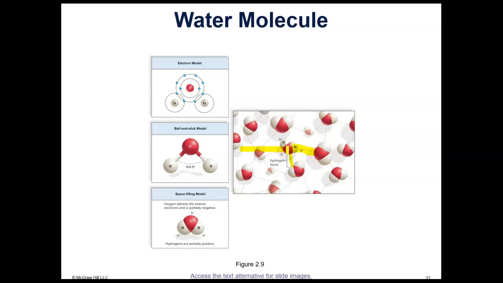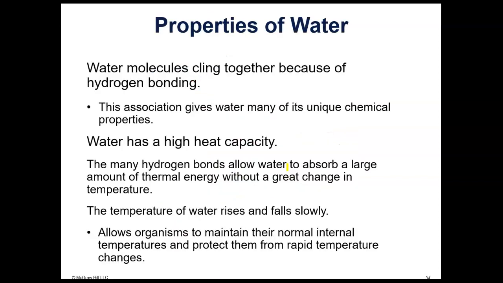The oxygen end is slightly negative. The hydrogen ends are slightly positive. So the slightly negative end of one water molecule is attracted to the slightly positive end of another water molecule. And it gives water special properties. The fact that water molecules are attracted to each other due to hydrogen bonding gives water a lot of properties that make it important in living things. So water molecules cling together because of hydrogen bonding.